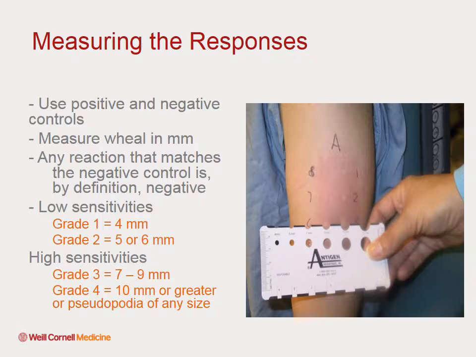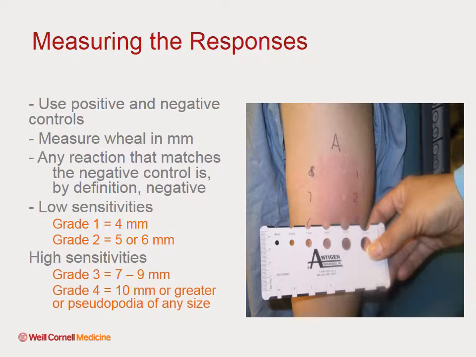If there is pseudopodia or false feet that are extending out, that automatically gets a grade 4. It's difficult to measure the wheal in those settings. And any reaction that matches the negative control or the 50% glycerin is by definition negative. The wheal should be at least 2 millimeters larger than the glycerin control.